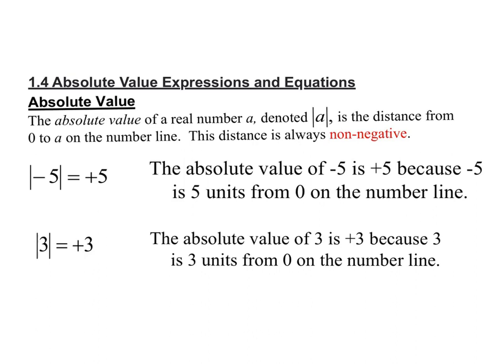In the same way, the absolute value of +3 is equal to 3. Again, it keeps kicking out non-negatives or positives. An absolute value can never produce a negative. The output value of an absolute value can never be a negative. That is not a possibility.